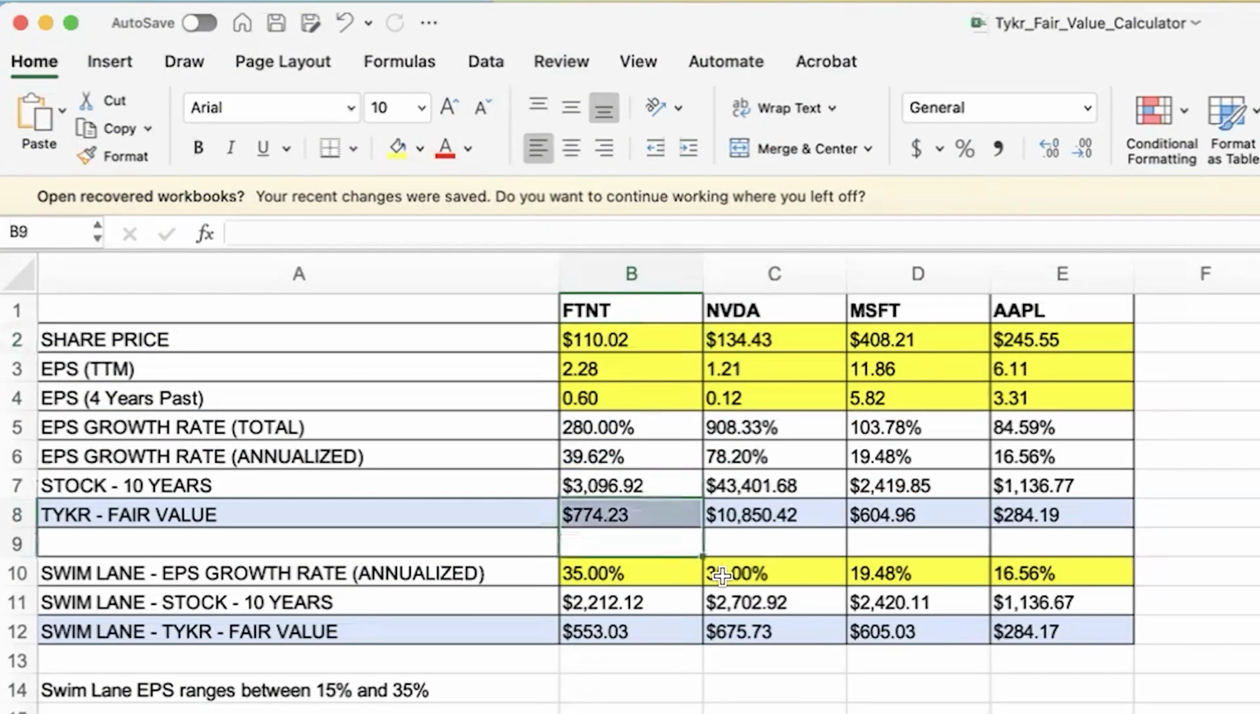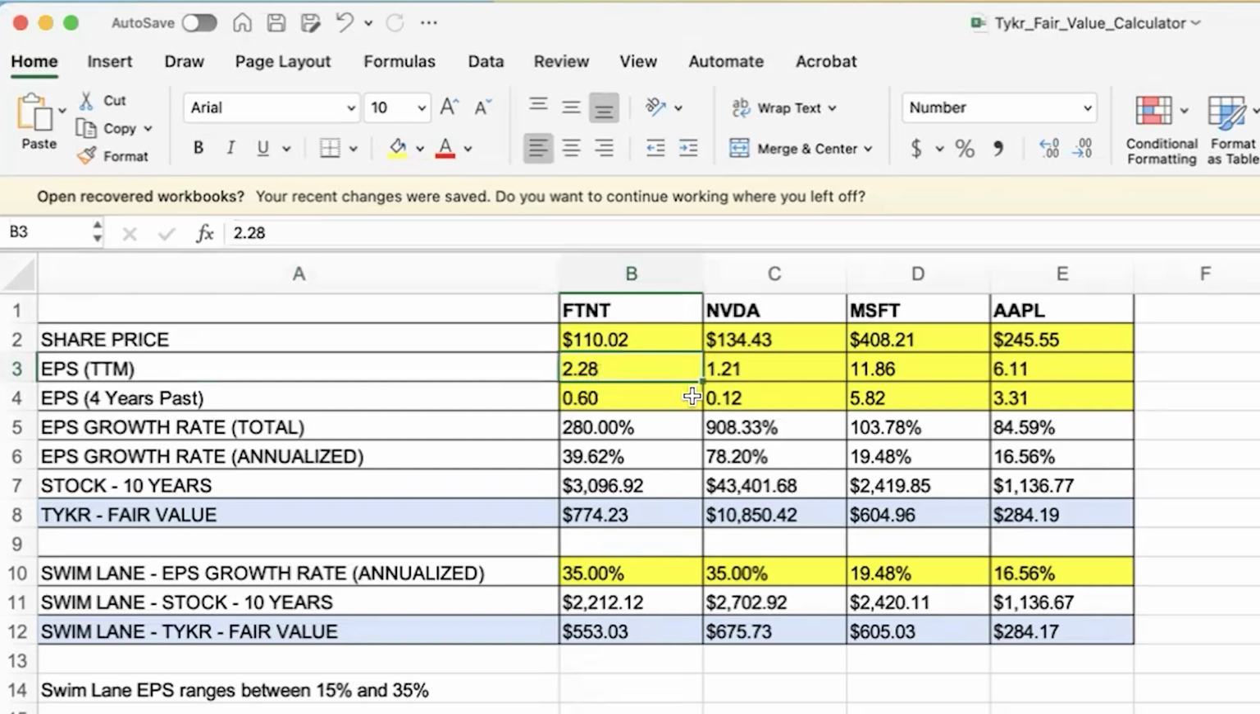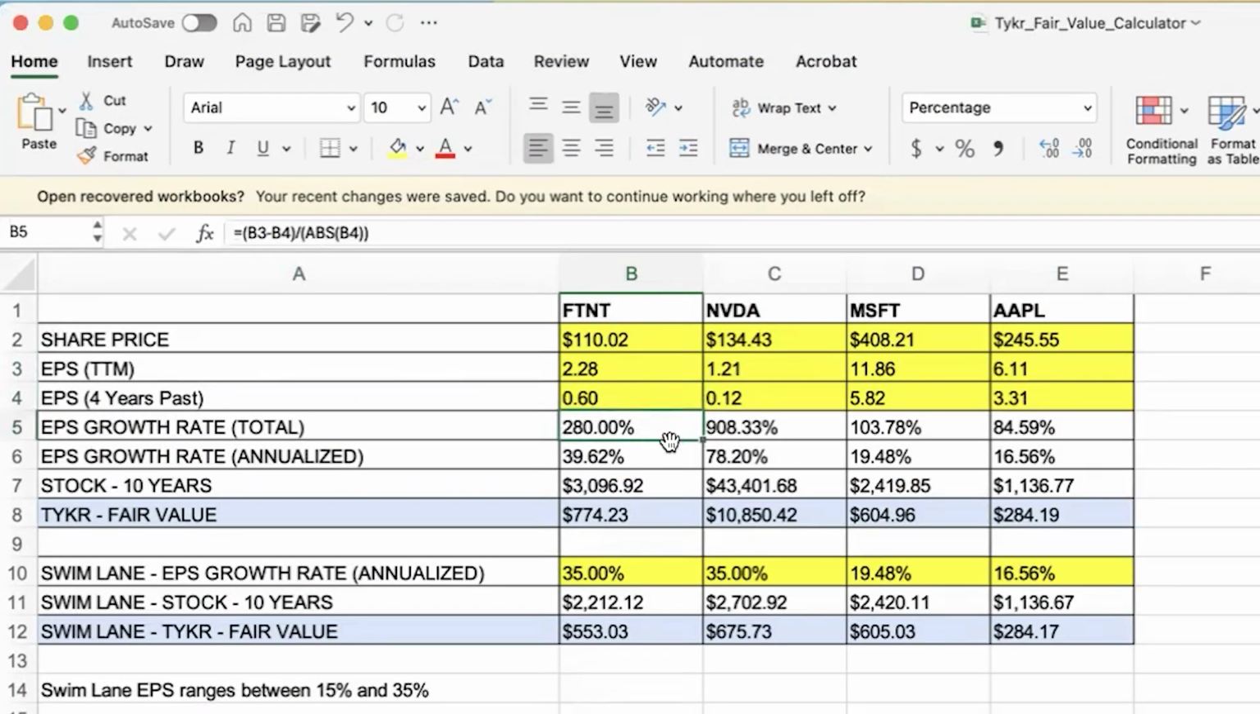And if we go down here, we can see we've got the fair value before what we call the swim lane. Let's back up a second. We'll get to that number. So we've got the share price, and then we have the trailing 12-month EPS. If you ever see TTM, that's what that stands for. So we got 2.28. That's $2.28. That's EPS. And then 4 years back, what was it? It was 60 cents. The total return over that duration of 4 years is 280%, but we don't want to use that number. We need to annualize that over the 4 years. So you can see the equation that's used there. That number is 39.6% annualized. Okay, so we need that number.